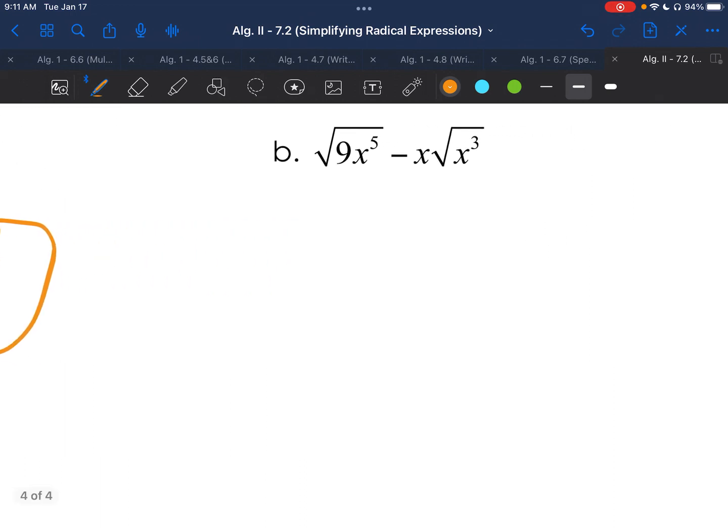Next, letter B, 9x to the fifth minus x times the square root of x cubed. So just like on the previous examples where we're adding and subtracting radicals, you have to simplify these first using the methods we just learned. So 9x to the fifth, the square root of that: the square root of 9 is 3. The square root of x to the fifth, 5 divided by 2, is x squared, with the remainder of that square root of x.